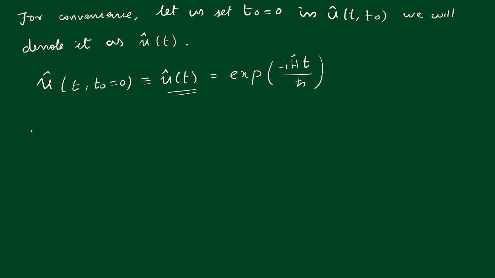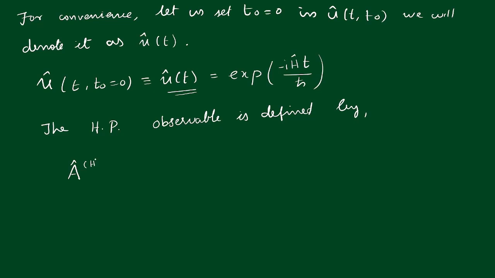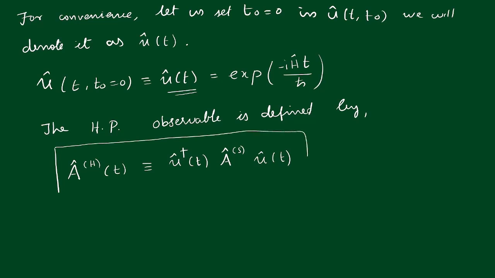Okay? Now, let's look at the Heisenberg picture. In the Heisenberg picture, the observable is defined by, we can write it like this with a superscript H. Okay, this is a Heisenberg picture operator and it's a function of time generally. Okay, it changes with time. And we'll write it as u dagger x u, right? In this case, because we are talking about time evolution, it's u dagger of t, A Schrodinger, u of t. Okay, this is the definition of the Heisenberg picture operator at time t.